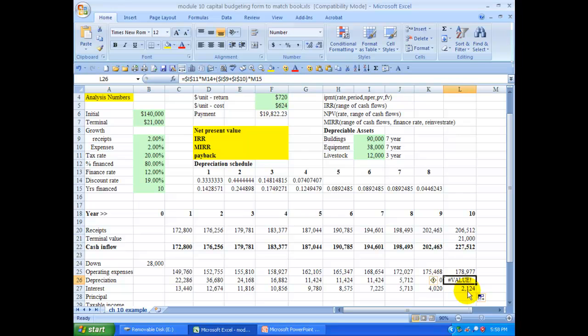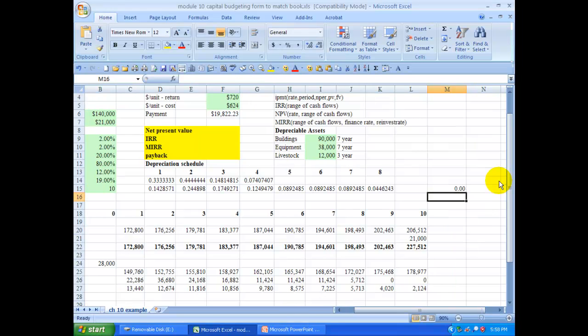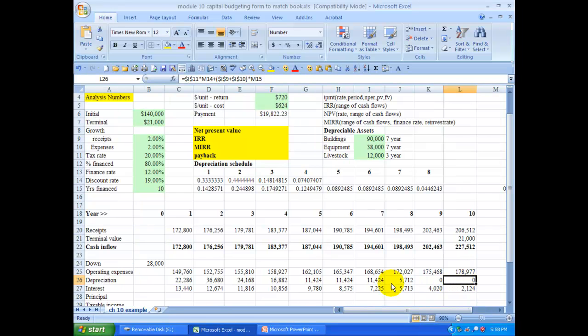Here you'll notice that in year 10 you have this dollar sign value. For some reason, over here, this cell is not reading it as a 0, it's reading it as something else. So you can type a 0 in there and it works, or you can type a 0 in here and it'll work, but that's the problem, that's what's going on there.